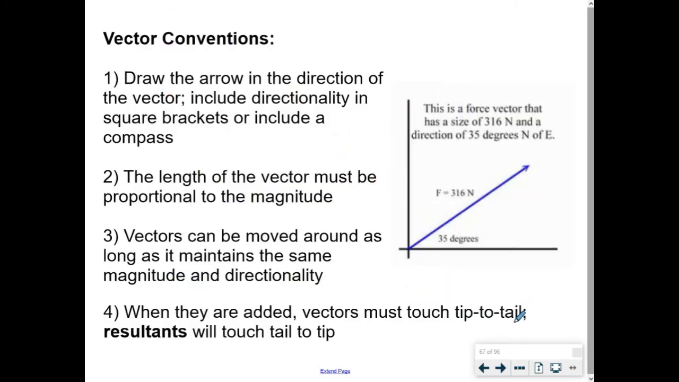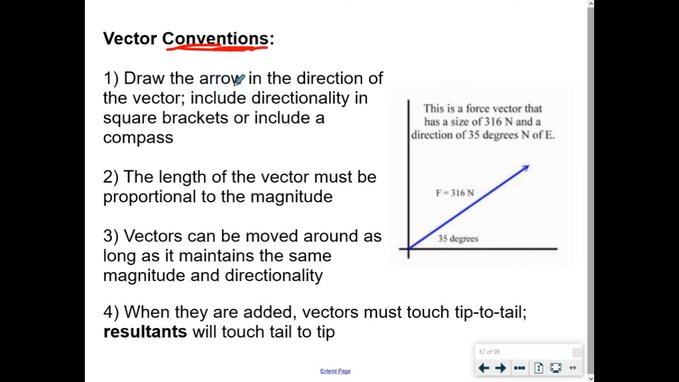Now, my next slide gives a couple of vector conventions, things that are considered to be standard ways that we draw things, so that we're all working off the same set of rules. Really, that's what a convention is, right? We could have done these things different ways, but we always like to do it more or less the same way so that everyone understands, okay, here's what we're going for when we draw a vector arrow.